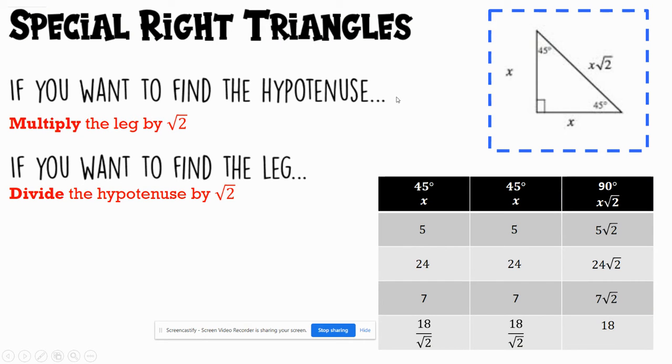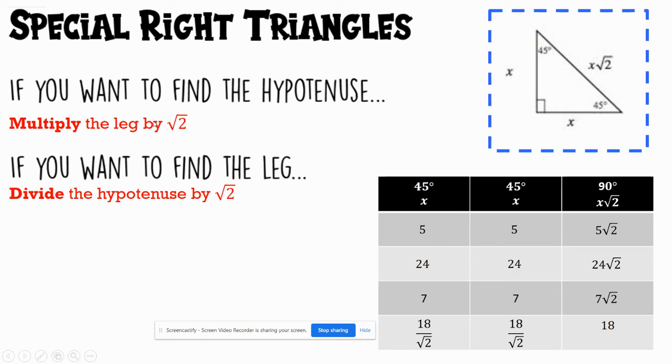Here's a summary. There's only really two cases with the 45, 45, 90. Either you're going to be given one of the legs, and if you're given one of the legs, the other leg is congruent. So there's two out of those three sides. And if you want to find the hypotenuse, you would take the leg and multiply it by the square root of 2. Now, what if you were given the hypotenuse? So what if you were given the side across from that right angle? Well, then you would divide the hypotenuse by the square root of 2. So you're either multiplying by the square root of 2 or you're dividing by the square root of 2.